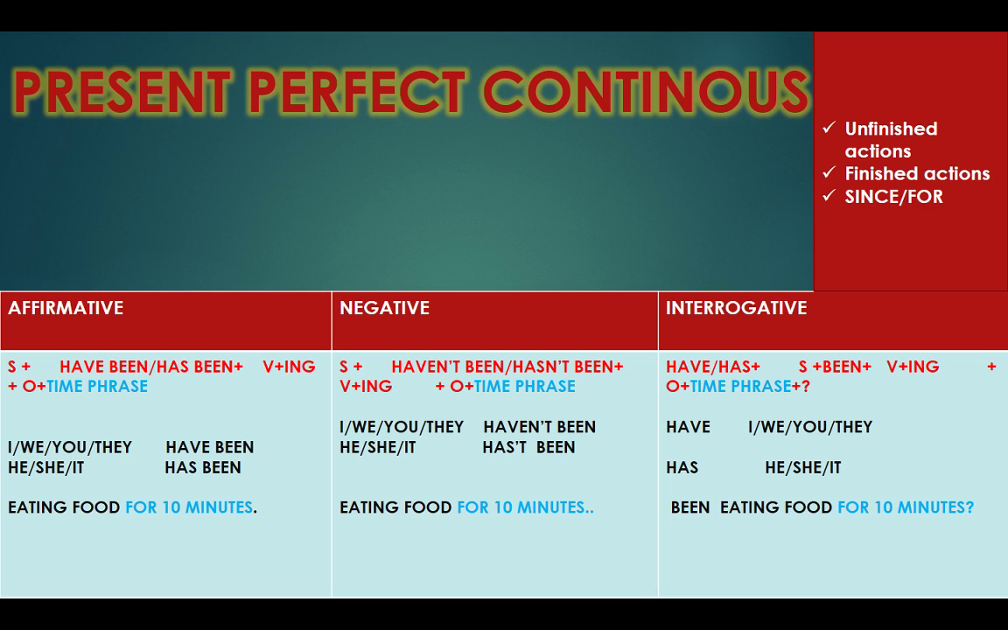Another usage of present perfect continuous is with since or for. We use them with since and for. It's not necessary to use them with since and for.